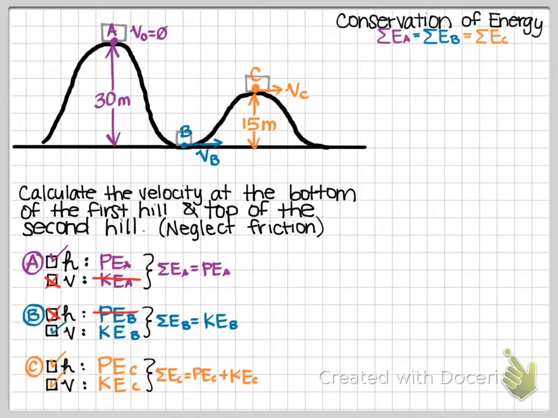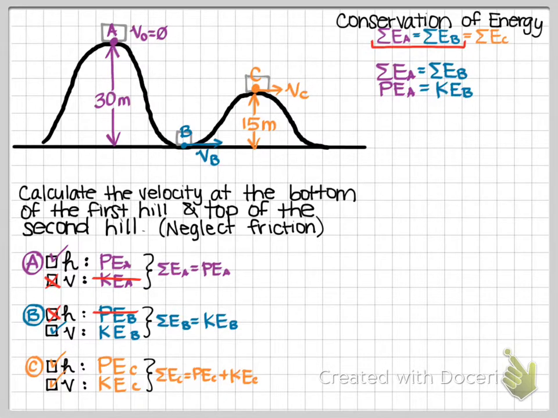So that gives me several different equations. I'm going to start by looking at the total energy at A equals total energy at B. That means these two things right here are equal to each other. So I can write that out: total energy at A equals the total energy at B. And now I'm going to plug in. My total energy at A is the potential energy at A, and my total energy at B is the kinetic energy at B. So fill that in. All right.